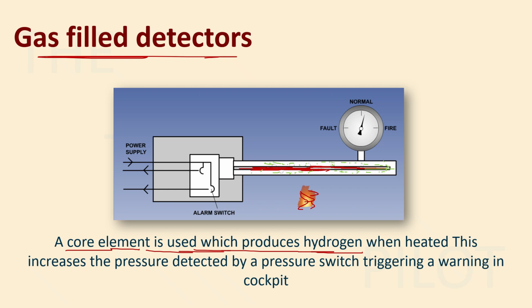And as the tube is filled, there will be an increase in the pressure. This pressure will be sensed by this pressure switch. As the pressure is sensed, they'll know that the pressure has increased and will trigger a warning in the cockpit. So the pilots will know that something is causing the temperature to increase; they'll know there is a fire. So this is your gas filled detectors. There's not much you need to know about these kinds of detectors, just an overview, all right?